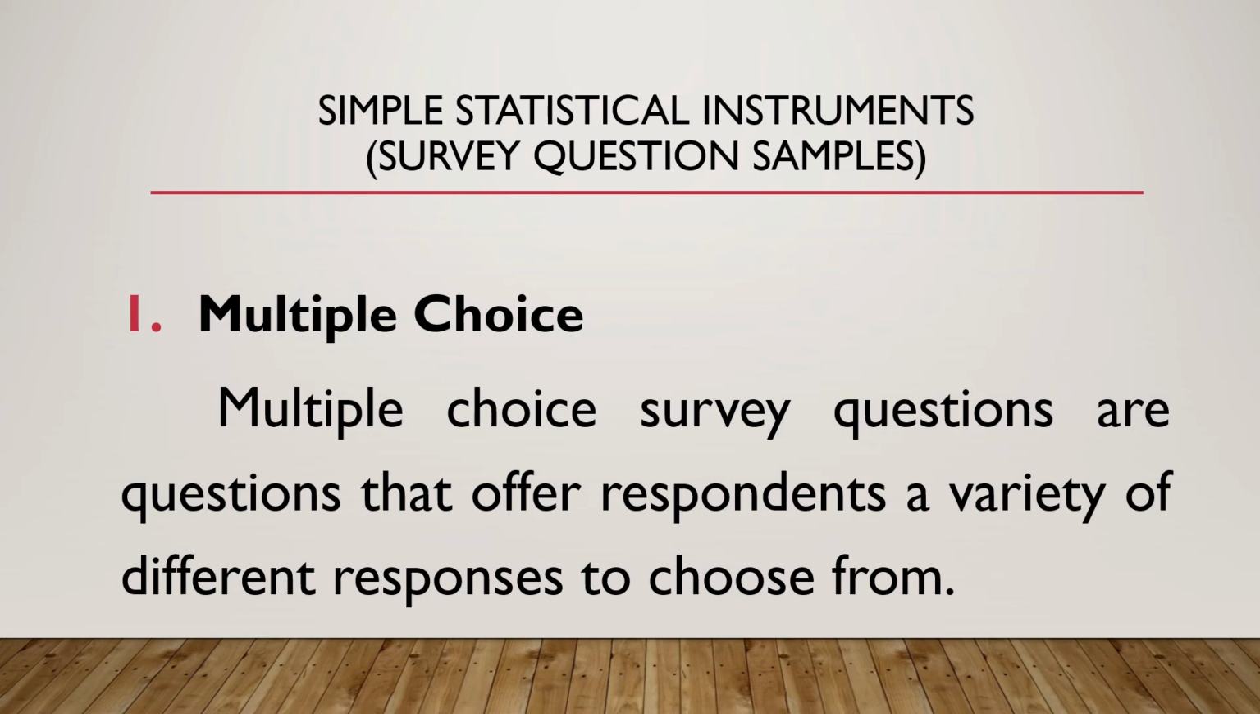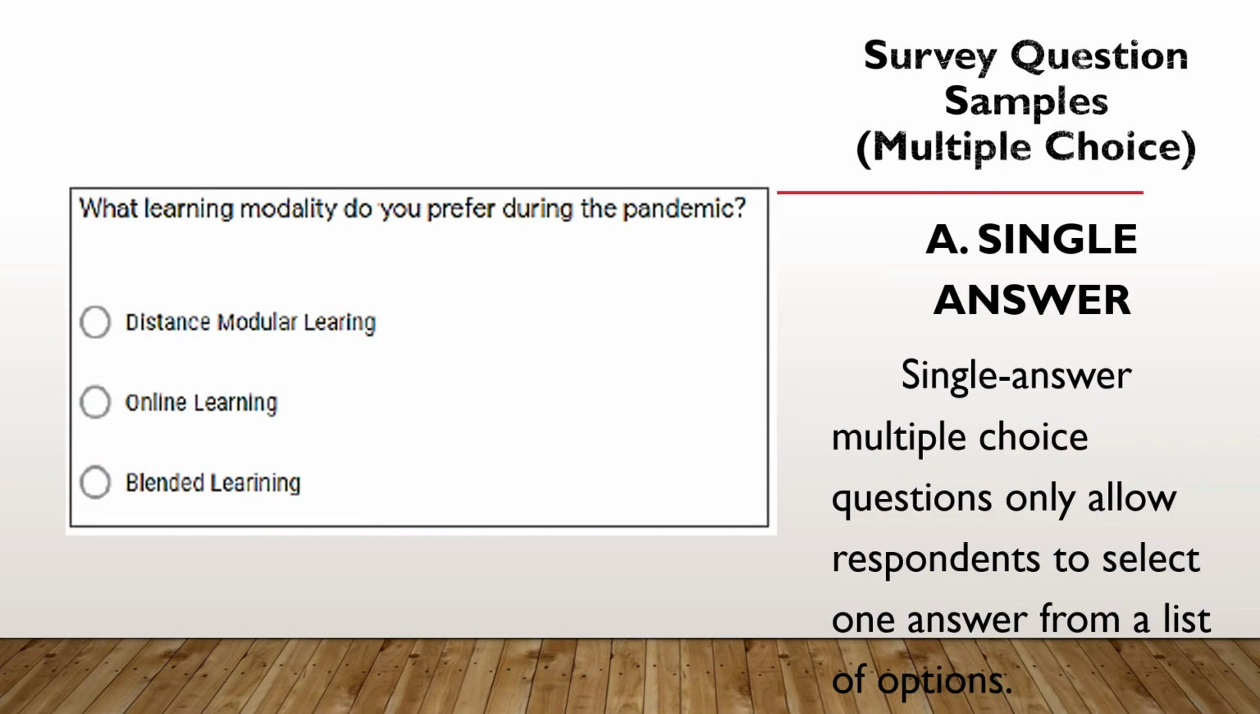The first one is very common to you, multiple choice in your exams. Multiple choice survey questions are questions that offer respondents a variety of different responses to choose from. And of course, we have the different types of multiple choice question samples. The first one is a single answer. What you have during your exam is an example of single answer.